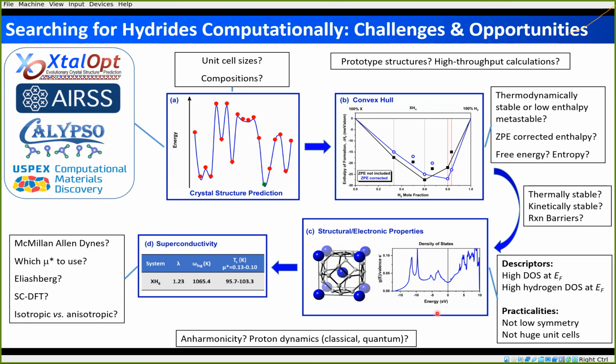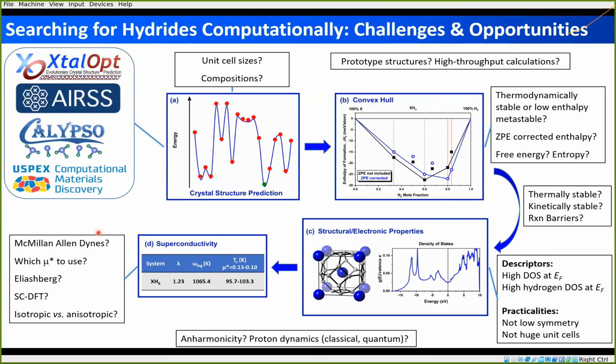You don't want low symmetry structures. You can't compute TCs of huge unit cells. And so you might say, well, I'm going to limit myself to looking at a high density of states at the Fermi level, or a high hydrogen density of states at the Fermi level, since this should probably enhance the TC. Then the next question would be, well, which method do I use to calculate the TC?